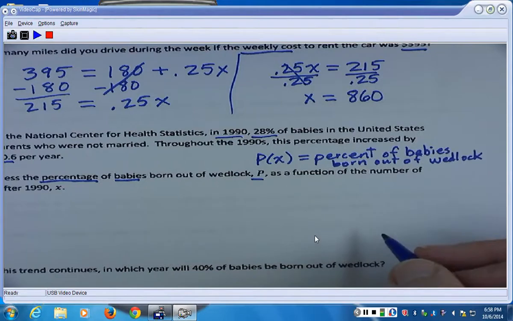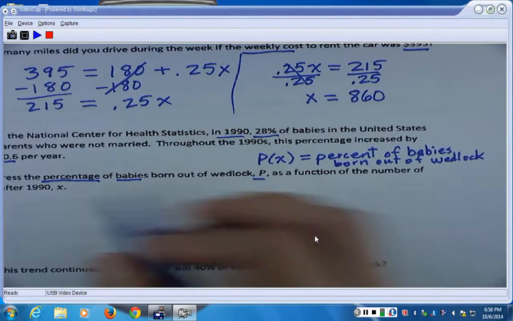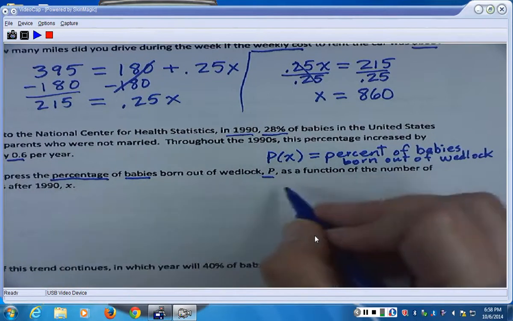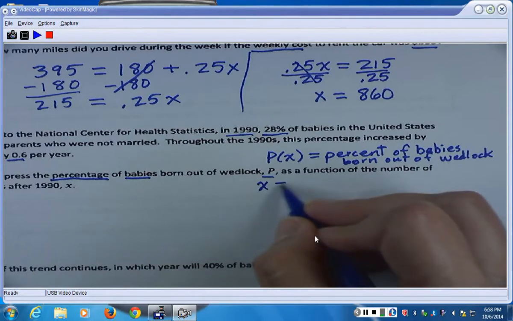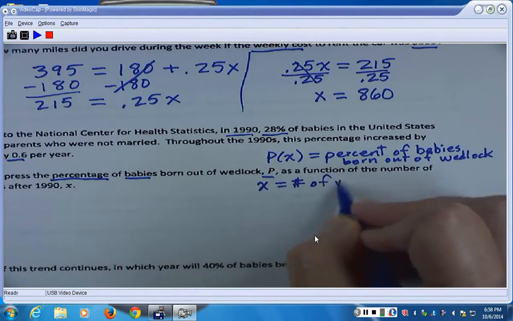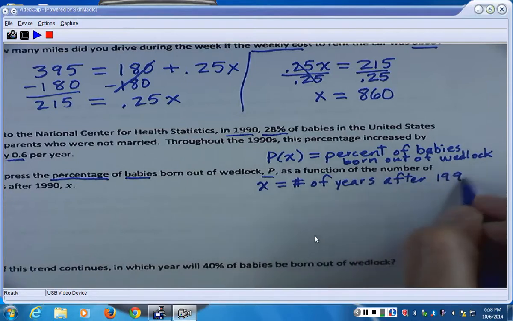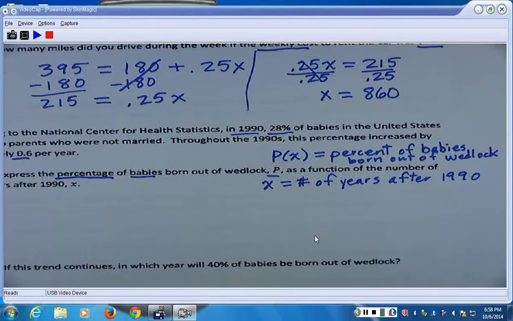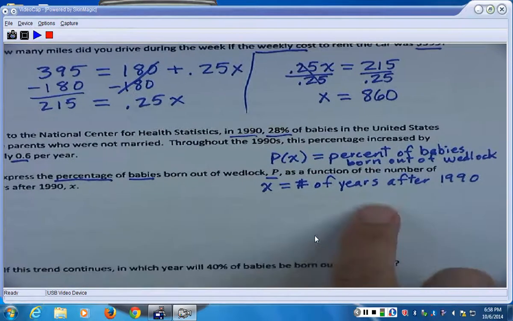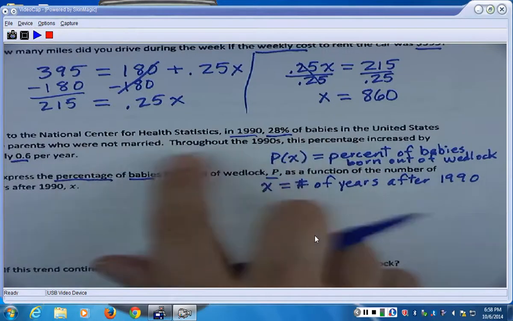Okay, as a function of the number of years after 1990, X. So X is the number of years after 1990. Okay. So we got to translate this into a function.